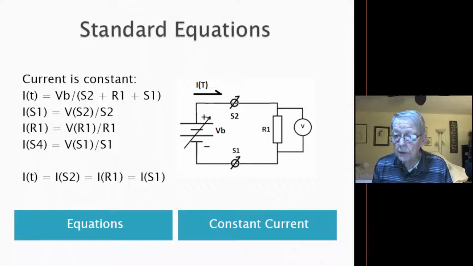One of those is the standard equations that everybody uses, that I used for 40 years, which show that the current around the circuit is the same, whether the current through the S2 shunt resistor, R1 resistor under test, or S1 shunt resistor, they're all equal. They're all based on Ohm's law very simplistically. And they work. They're quite good at working.